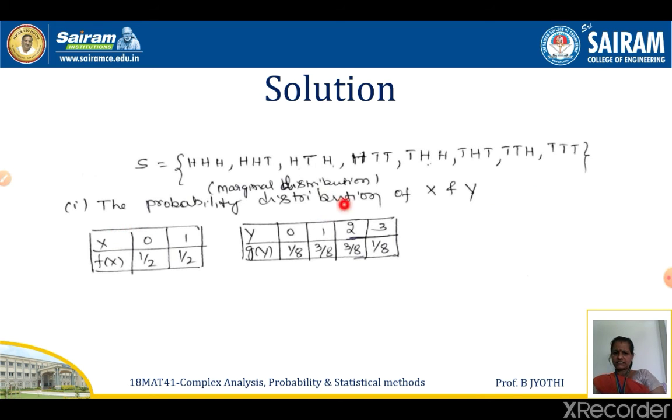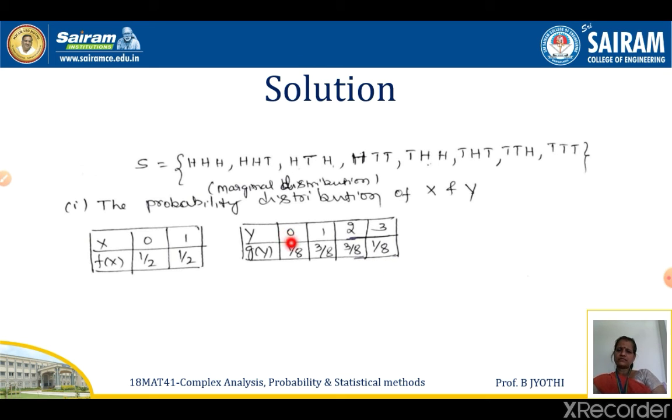The probability distribution of x and y, that is the marginal distribution, when you are taking x it is 0 and 1. Therefore f of x is half and half. For y it is 0, 1, 2, 3. You will be getting 1 upon 8, 3 upon 8, 3 upon 8 and 1 upon 8. These are all the combinations we will be getting.